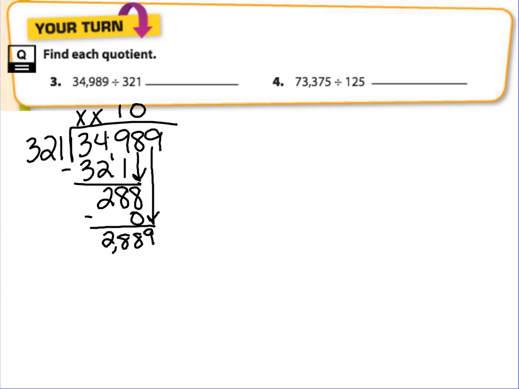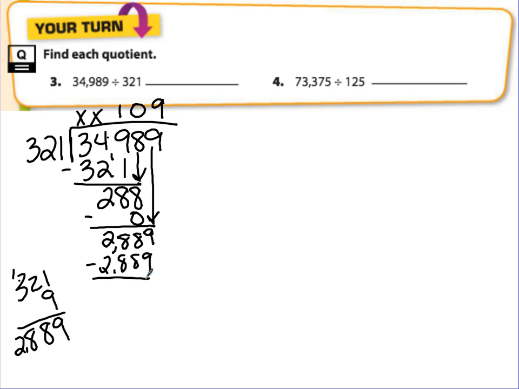Well, what I like to do is start with my last number. What times 1 gives me 9? Well, 9. Let's give it a shot. 321 times 9. 9 times 1 is 9. 2 times 9 is 18. Carry the 1. 3 times 9 is 27 plus 1 is 28. So it works out perfectly. If I were to look at that and say, okay, 9, but this was only like 129, then I know that it would be too big. You have to use some logic in these problems. All right, so then this is 9. I know that 321 times 9 is 2,889, and I get 0. So my answer here was 109.